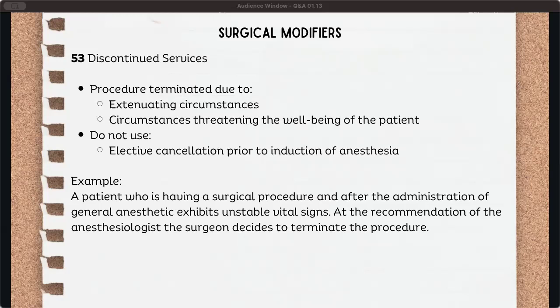So an example that we have here is a patient is having a surgical procedure, and then after the administration of general anesthesia, they begin to exhibit unstable vital signs. At the recommendation of the anesthesiologist, the surgeon decides to terminate the procedure. So how we would report this is we would put in the surgical procedure that was planned to be done and was begun. And then we would report a modifier 53 to indicate that the service was discontinued. Again, it should only be used if the well-being of the patient is threatened or if there are extenuating circumstances.